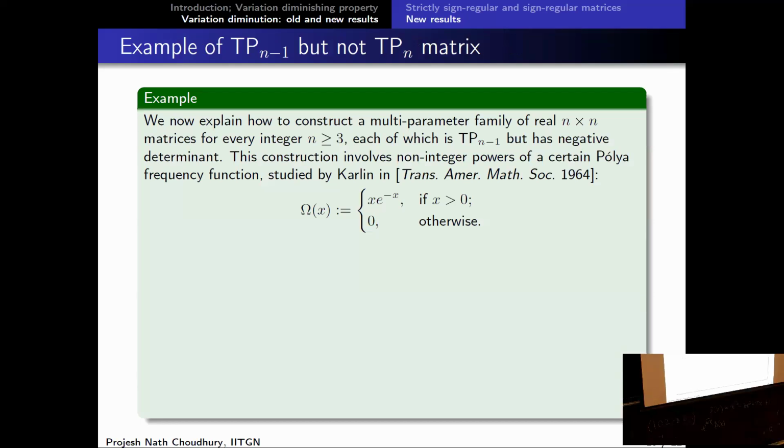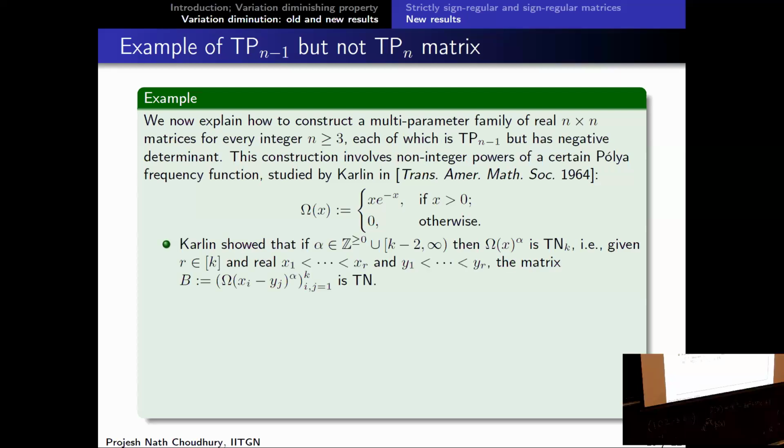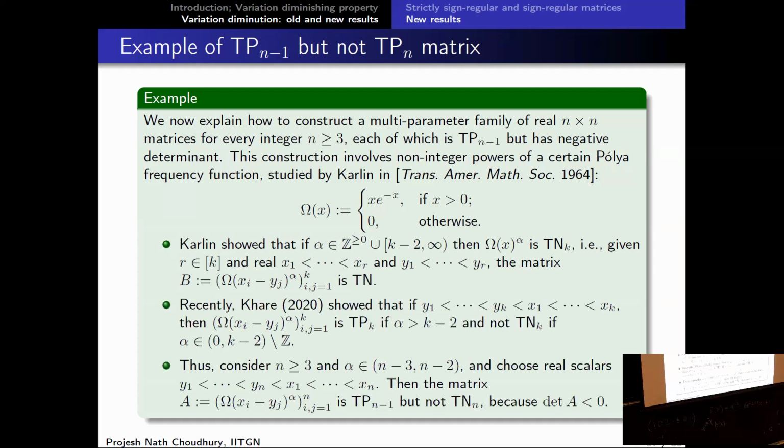If you look at this Fourier frequency function, Karlin showed that if alpha belongs to this set, then this is totally non-negative of that order. And recently Apoorva showed that if we take any sequence of real numbers y1 to yk which is strictly less than x1, x2, up to xk, then this matrix will be totally positive of order k if alpha is greater than or equal to k minus 2. And it is not totally non-negative of order k if alpha is below k minus 2.